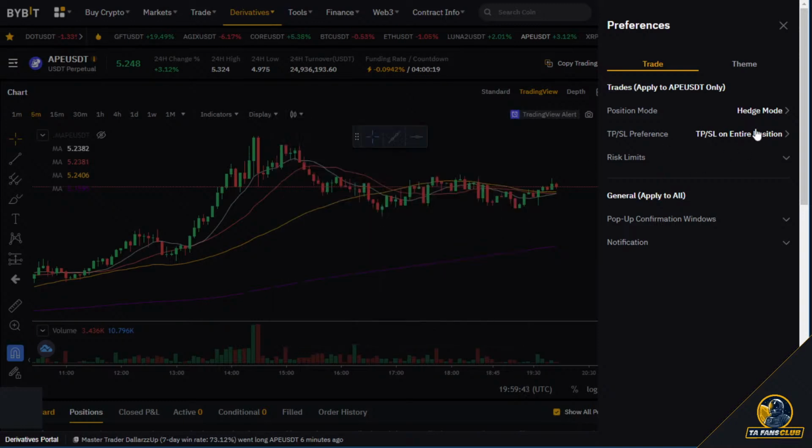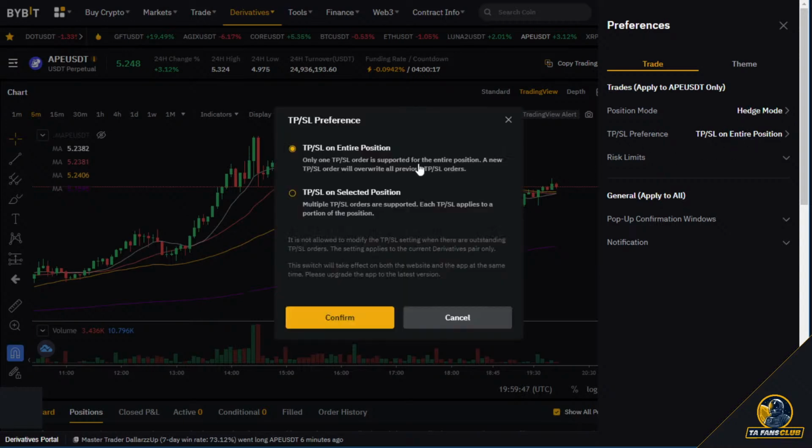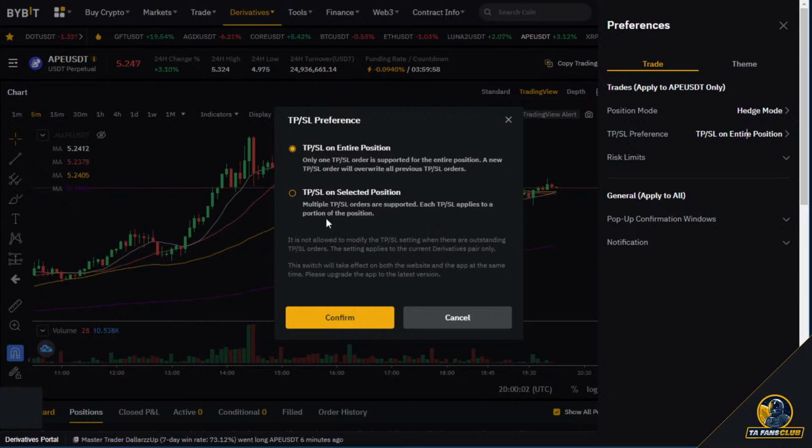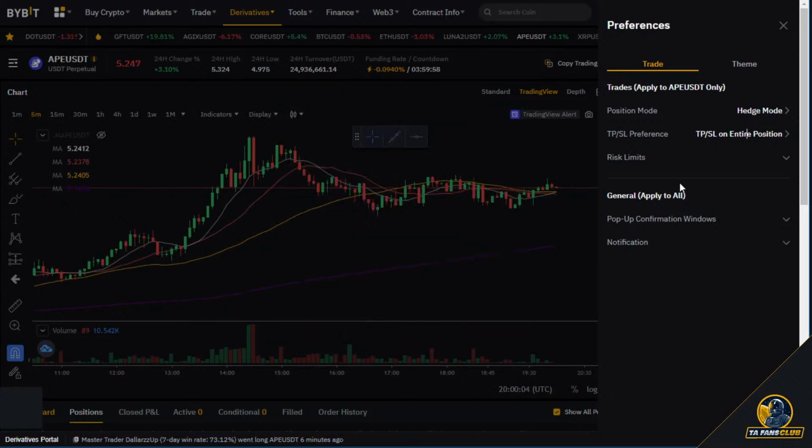I don't know, it says over here it's on hedge mode, but you know, I never use that. TPSL. Only one take profit or stop loss order is supported for the entire position, and a new TPSL will override the previous. Multiple TPSL orders are supported. Each TPSL applies to a portion of the position, so you can actually change that as well.